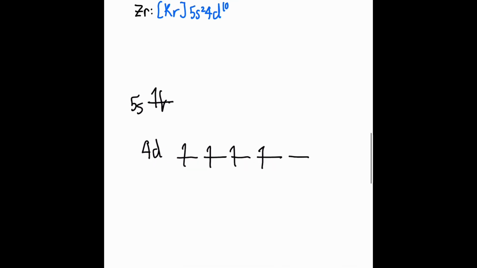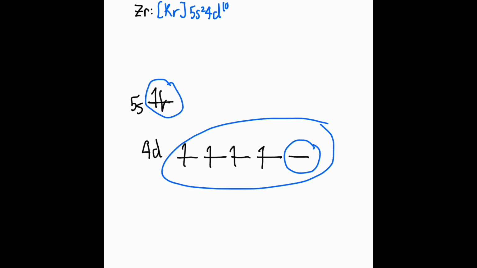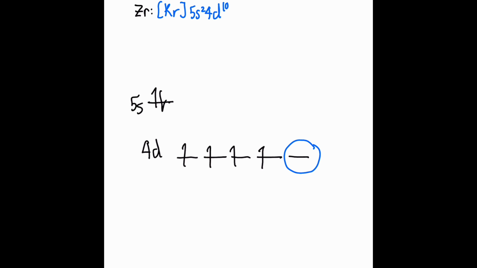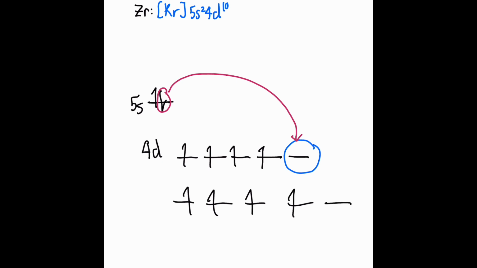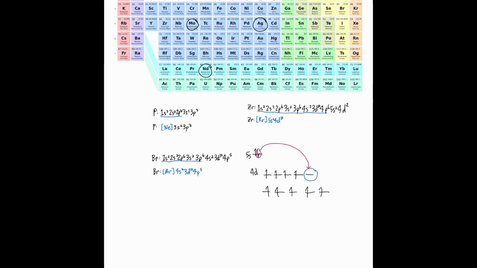1, 2, 3, 4. Now, molybdenum is really close to having a half-filled D block. And it is going to actually be more stable being a half-filled D block than having a full S block and a partially filled D block. So it is actually going to take one of these electrons from our S block here, and it's going to give it to our D, so that it will look like this now. 1, 2, 3, 4, 5. So it's half-filled, and then our S would be missing one.